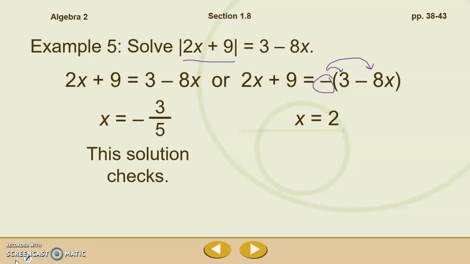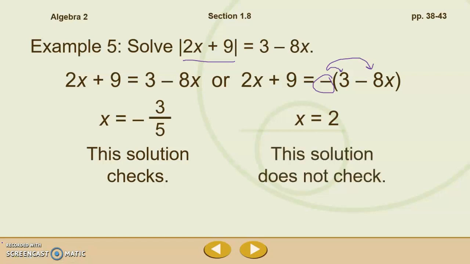When we plug these back into the original equation, negative 3/5 checks out. It works. But when we plug 2 back into the original equation, it doesn't work. Let's take a look. I'm going to write the original equation here. Absolute value of 2 times 2 plus 9 equals 3 minus 8 times 2. That gives us the absolute value of 4 plus 9 is 13 equals 3 minus 16, negative 13.